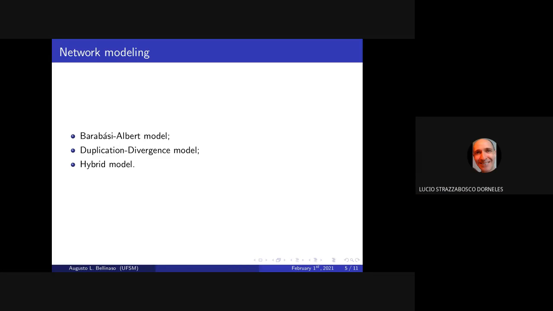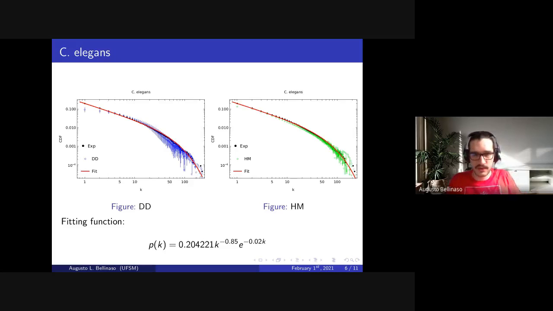And okay, here we have some results. This is for the cerevisiae topology network. The first image is from the duplication divergence model. The black dots are the topology of the experimental networks. This red line is a fitting function, which is a power law with exponential cutoff that represents the points.